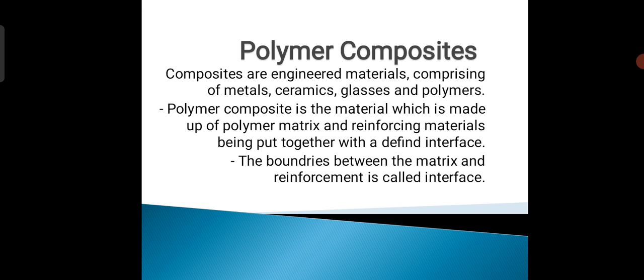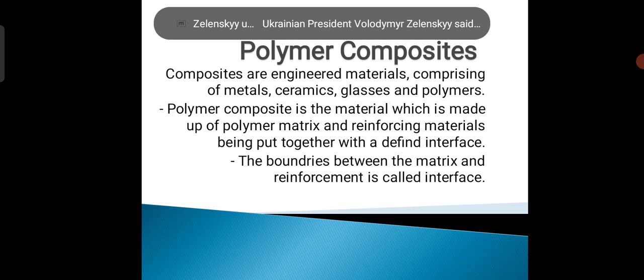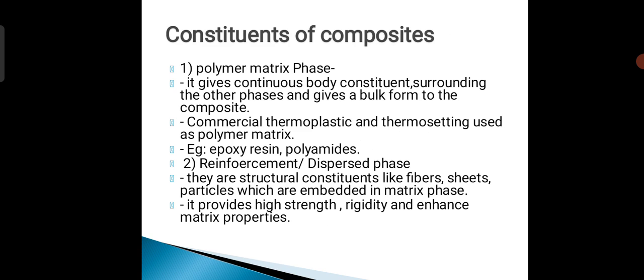Today we start the polymer composites. Composites are engineered materials comprising of metals, ceramics, glasses and polymers. Polymer composite is the material which is made up of polymer matrix and reinforcing materials being put together with a defined interface. The boundary between the matrix and reinforcement is called the interface.